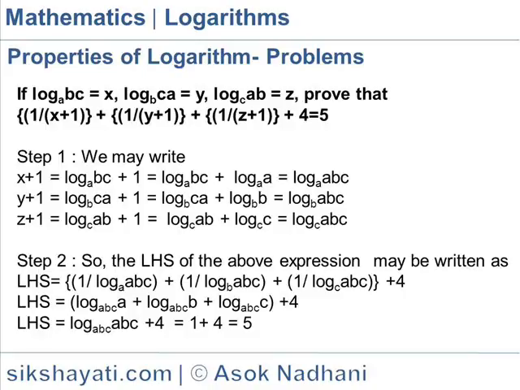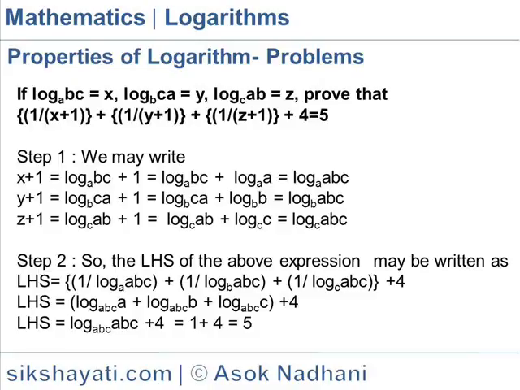So now in step 2 you can rewrite the left hand side of the expression as 1 by x plus 1, and in place of x plus 1 you can write log ABC with base A, plus 1 by y plus 1, and in place of y plus 1 you can write log ABC with base B, and in the third part, for z plus 1, you can write 1 by log of ABC with base C, plus 4 as per the expression.